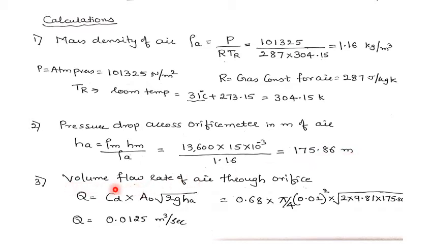Next we will calculate the volume flow rate of air through the orifice, which is given by Q is equal to CD into A naught into root of 2 g HA. The coefficient of discharge of the orifice meter is 0.68. It is standard and given already in the book. A naught is pi upon 4 d square, where d is the 20 mm diameter of the orifice, into root of 2 into 9.81 into HA, which we have calculated. So this discharge Q is 0.0125 meter cube per second.